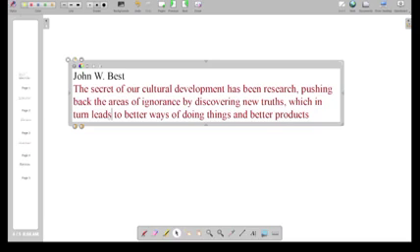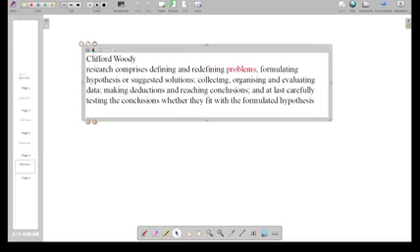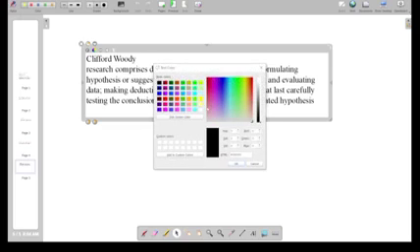Wherever you are, whichever area you find yourself, you need the knowledge of research to attain better ways of doing things and to be able to come up with better products that would best meet the specific needs of the human race. The next definition is that of Clifford Woody.